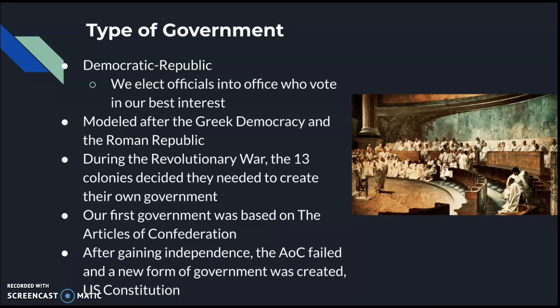And like I said before, after gaining independence, the Articles of Confederation, or AOC, failed and a new form of government was created, the U.S. Constitution.